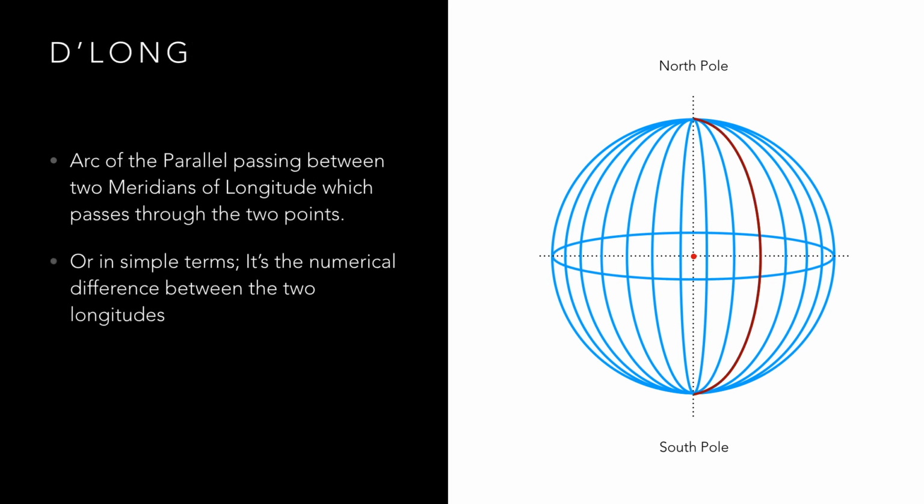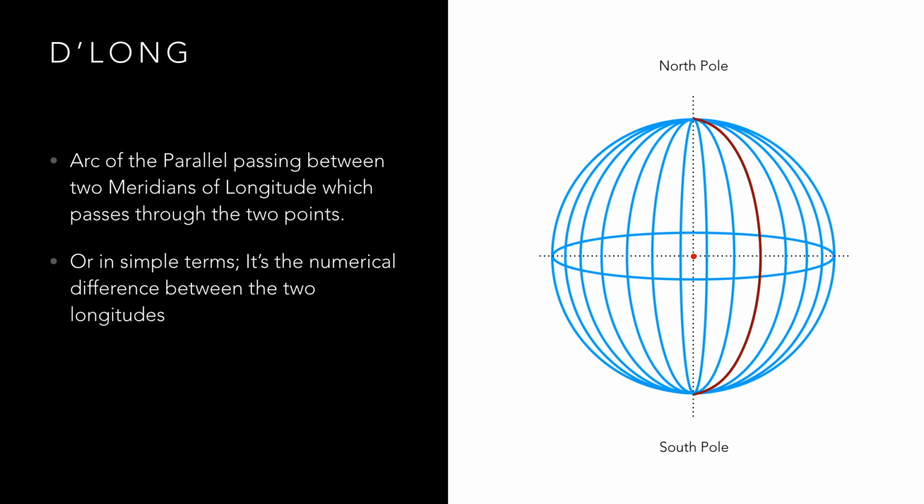The difference in longitude, or D-long as it's commonly called, is similar to D-lat, except that D-long is described as the arc of the parallel passing between two meridians of longitude which passes through the two points. To put that in simple terms, it's the numerical difference between the two longitudes.